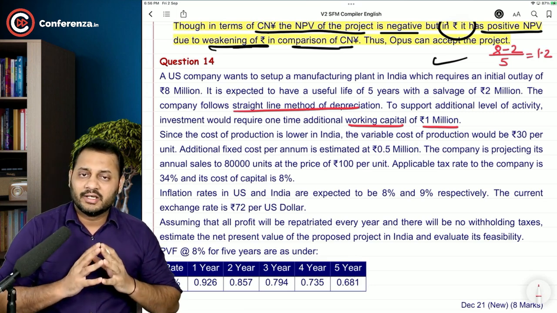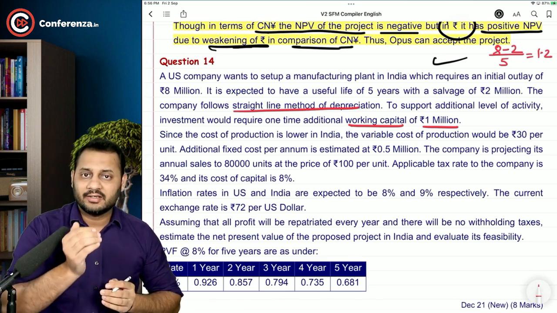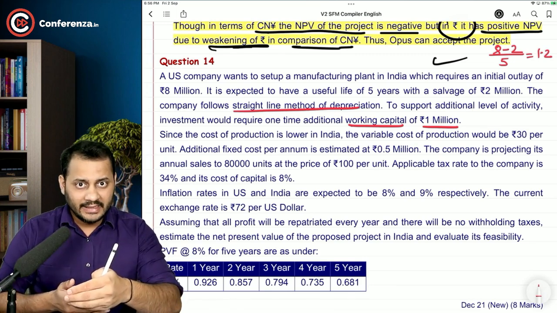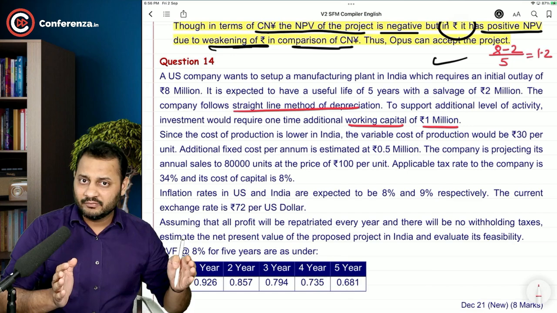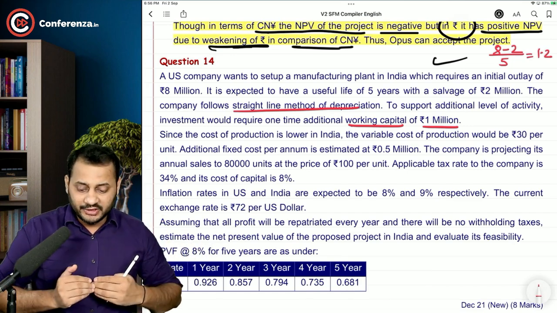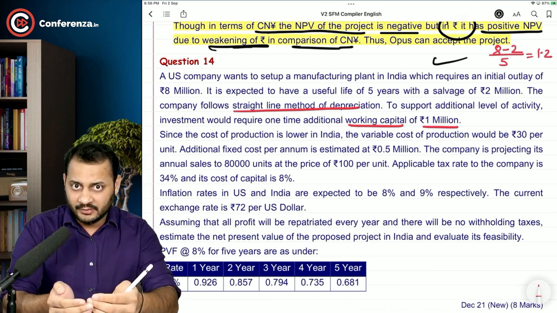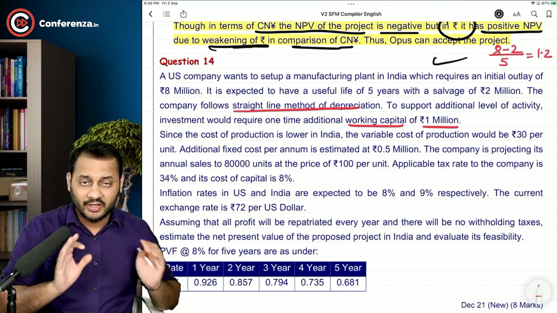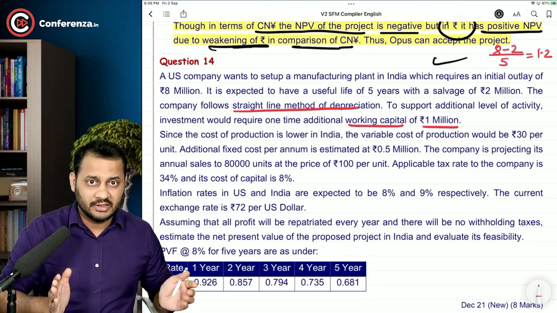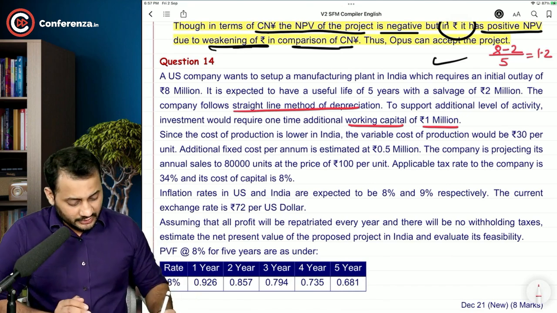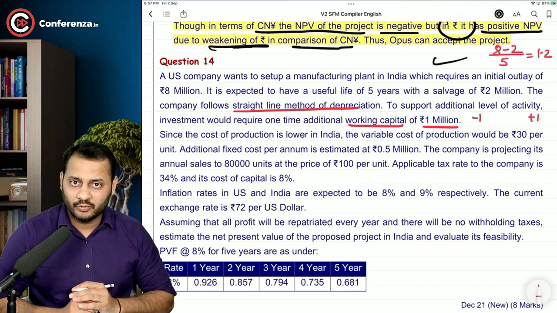What is the working capital? Working capital is like current assets and liabilities. You put money in the beginning at time 0, and after the end of the project, that working capital gets released. So it is shown as outflow in the beginning and inflow at the end. This is not an expense. Working capital is not an expense. It will be recovered back at the end of the project. So this 1 million will be outflow today, and at the end it will be inflow.